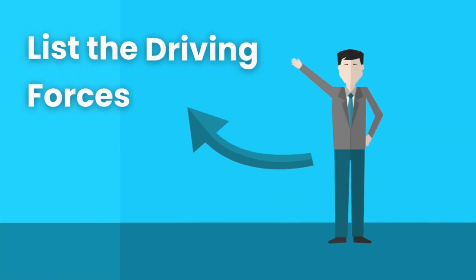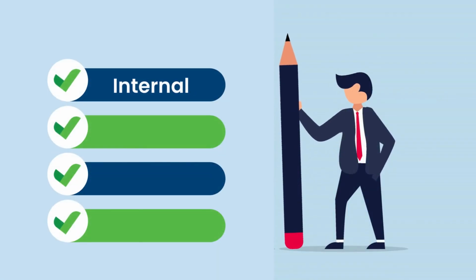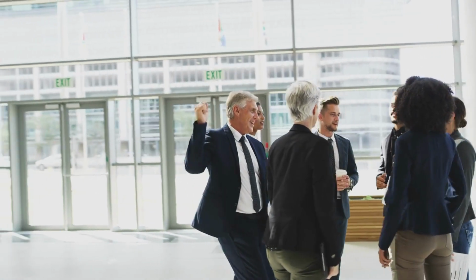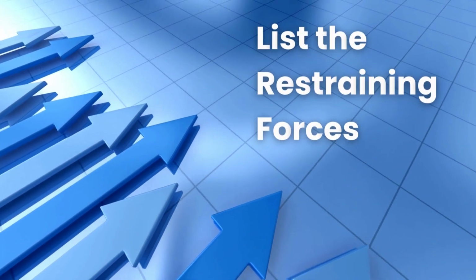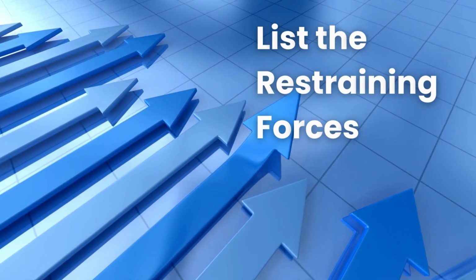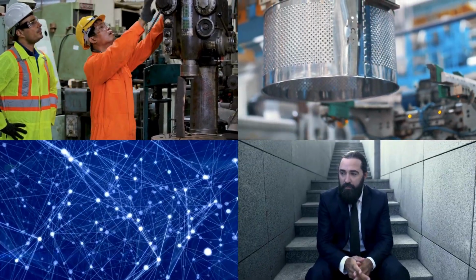Now, list the driving forces. These are the factors that are pushing in the direction of the change. They could be internal or external, tangible or intangible, but they are all propelling the organization towards the desired state. Then list the restraining forces. These are the factors that are resisting the change, that are acting as obstacles or barriers to reaching the desired state. They could be people, processes, structures, or even beliefs and attitudes.